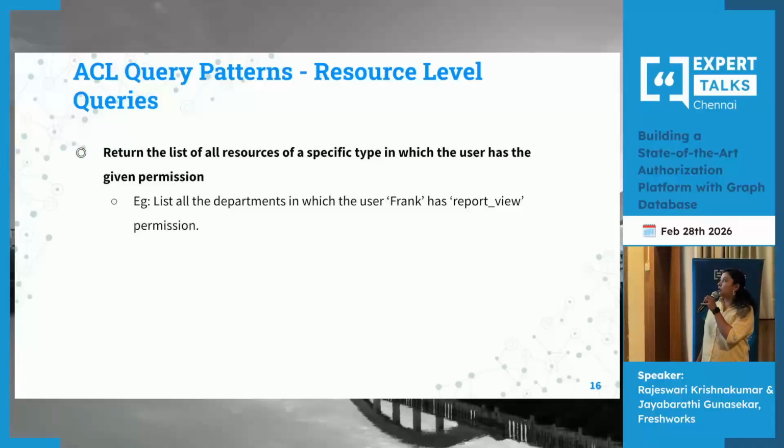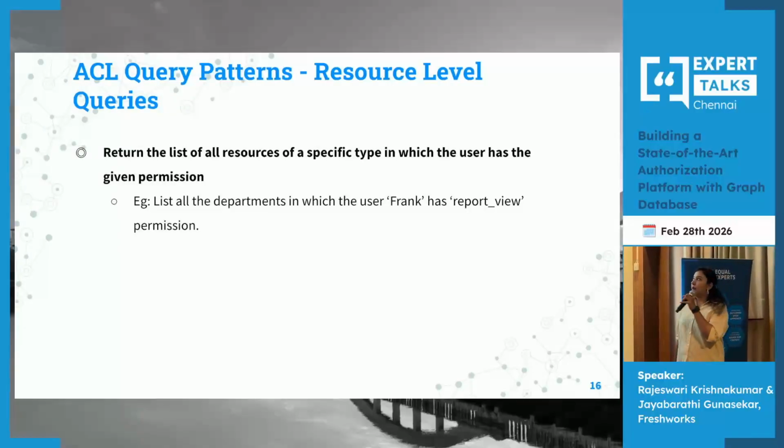The next one is resource level queries. Return the list of all resources of a specific type on which the user has a given permission. So here the center of your query will be the resource. List all the departments in which the user Frank has report view permission. So these are the different types of access queries that you might come across while designing an authorization.